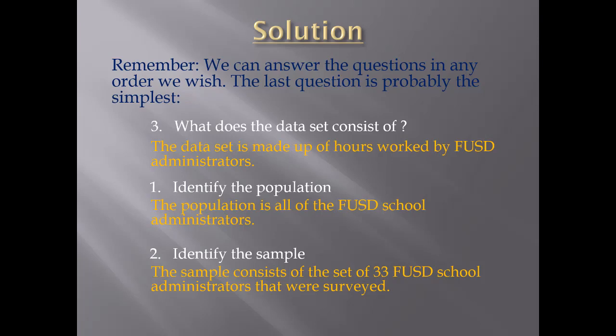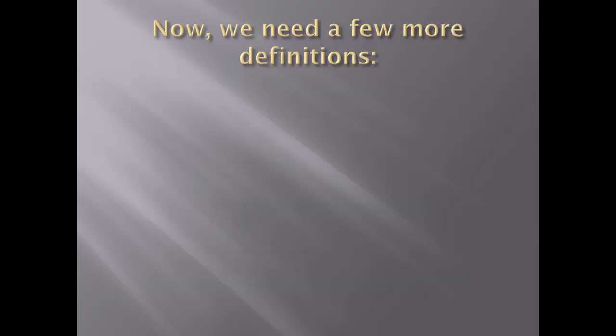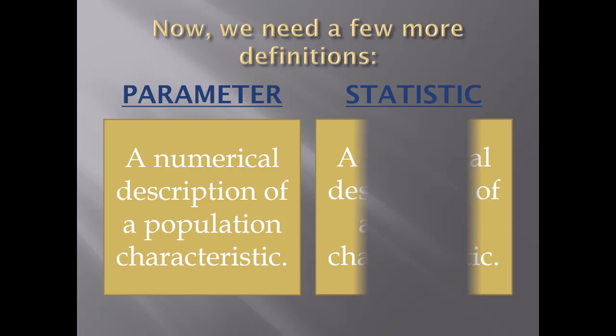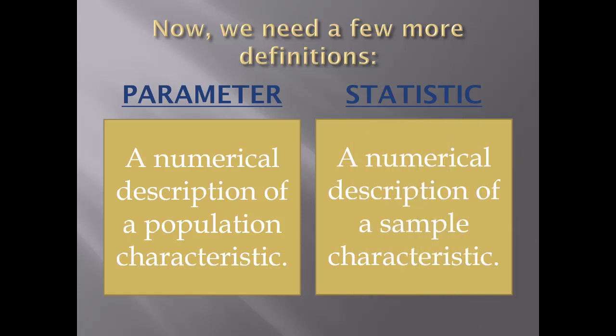So time for a couple more definitions. The first definition is the definition of a parameter. What a parameter is, it's a numerical description of a population characteristic. When we talk about parameters, we often also talk about statistics. So a statistic is also a numerical description, but it's a numerical description of a sample characteristic. So this is an easy distinction to remember. The definitions are very similar, right? Parameters are numerical descriptions of population characteristics. Statistics are numerical descriptions of sample characteristics.